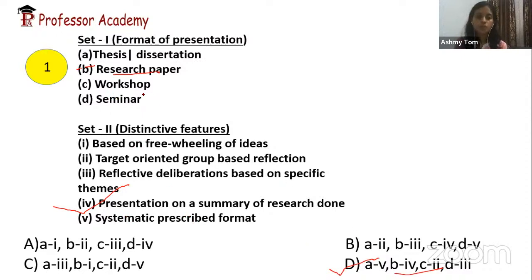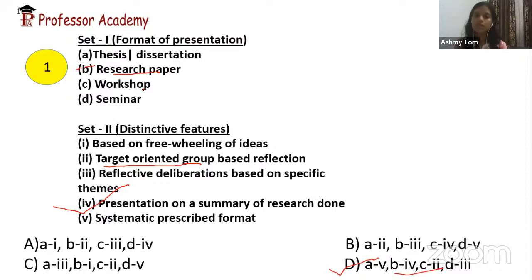C2. Workshop is always created for a particular target oriented group. So therefore the C, that is workshop, should be matched with target oriented group based reflection. So whenever you want to match with workshop, it will always be about a target group. Any kind of workshop will have a specific theme for a particular group of people. So that is what is meant by target oriented group. So whenever you listen to workshop, please note that it is target oriented group. There shouldn't be any confusion. Whenever you see it is workshop, it is for a particular group.